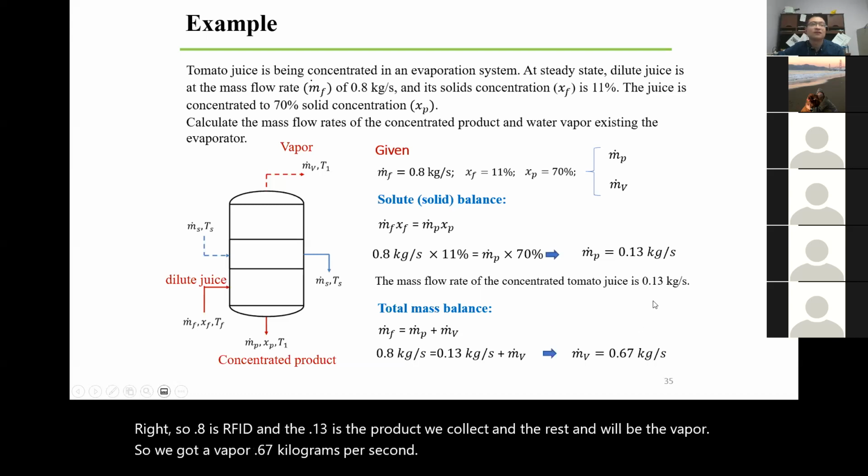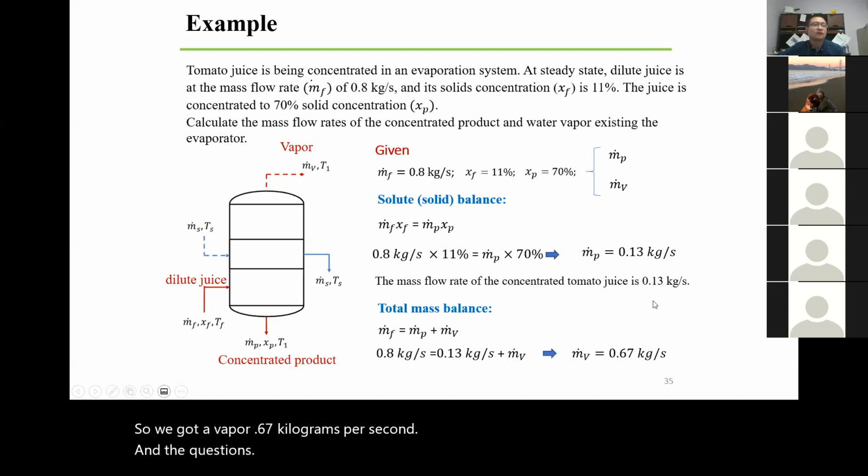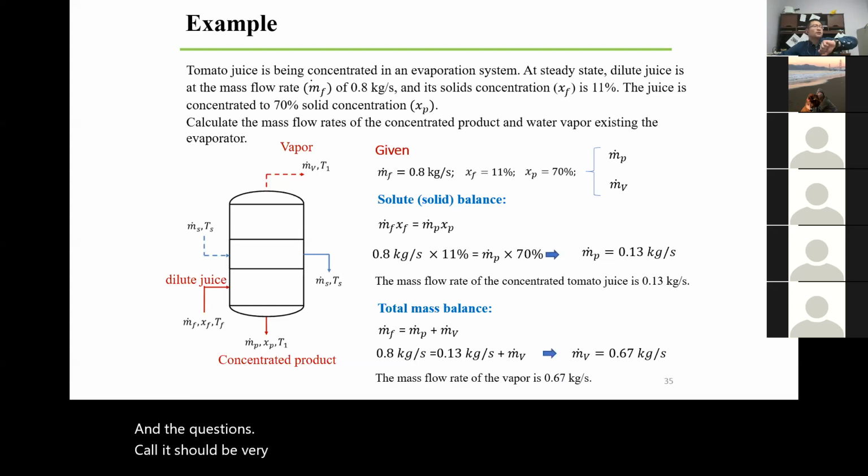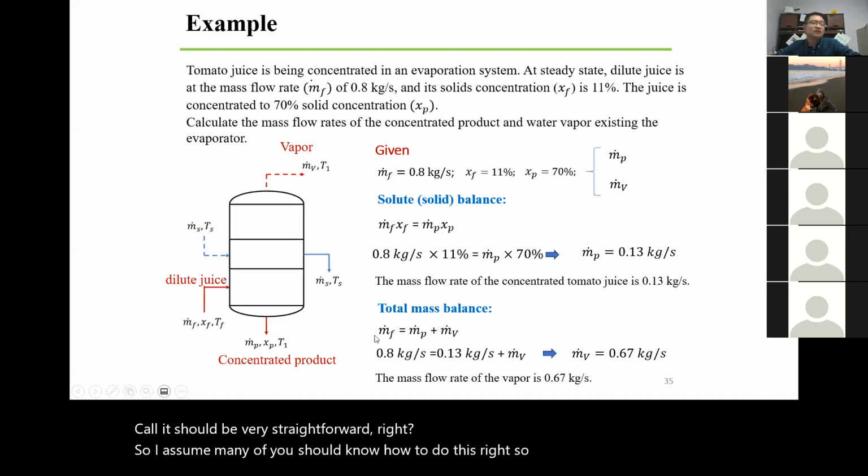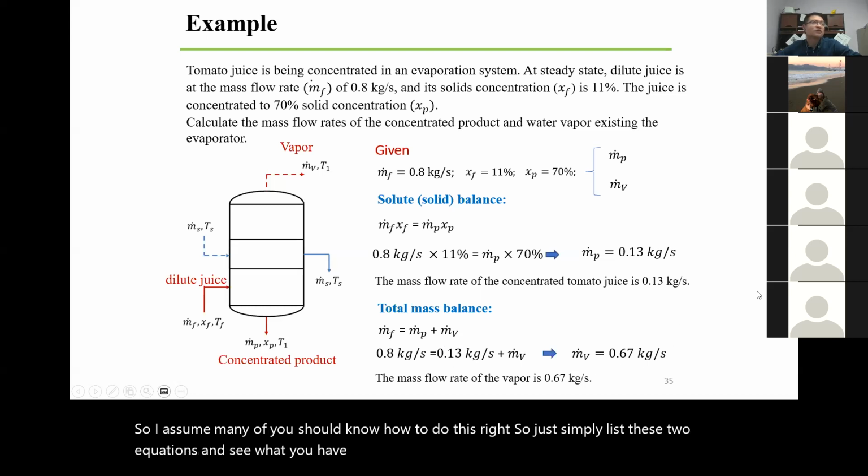Any questions? Cool, it should be very straightforward, right? I assume many of you should know how to do this. So just simply list these two equations, see what you have, and calculate the unknowns.